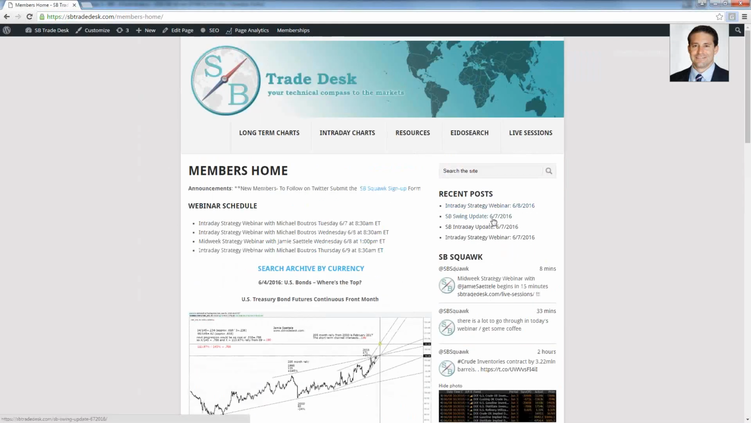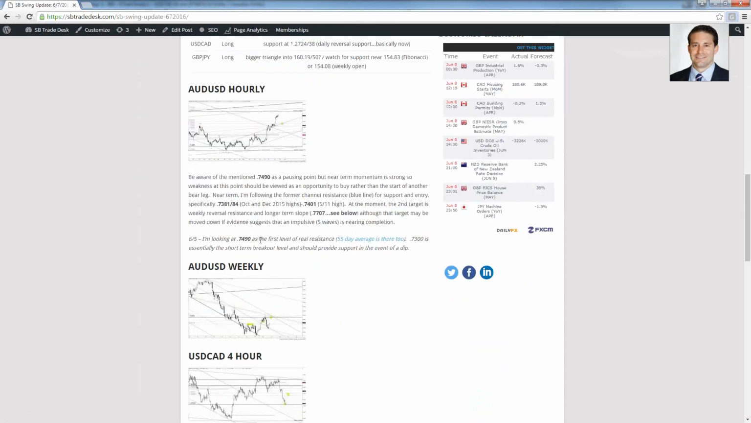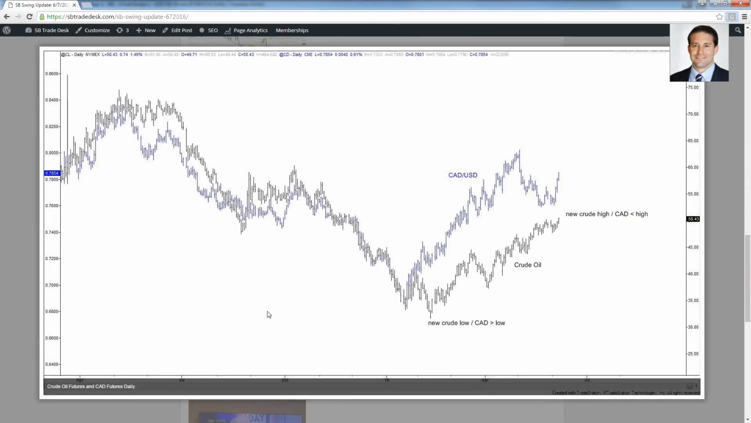the divergence that you do have on crude and CAD. So this says CAD dollar, not dollar CAD, because this is the futures chart, and it is CAD against dollar and not dollar CAD. So you're looking at them together, and yes, over time they do follow each other very well. They have for a very long time.